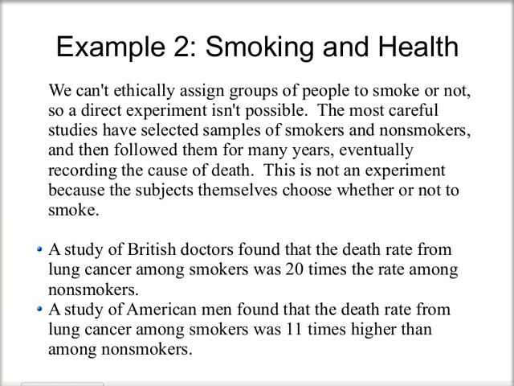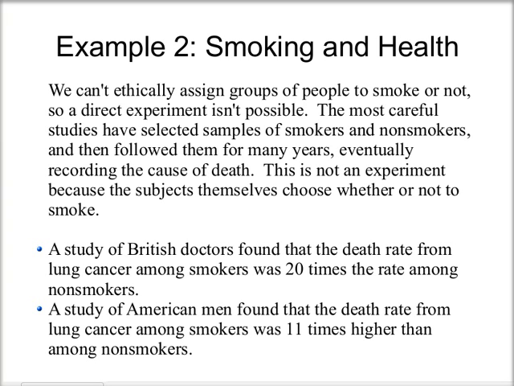Let's look at an example of smoking and health. We can't ethically assign groups of people to smoke or not to smoke, so a direct experiment isn't possible. The most careful studies of smoking have selected samples of smokers and non-smokers, and then followed them for many years, eventually recording the cause of death. This is not an experiment because the subjects themselves choose whether or not to smoke.